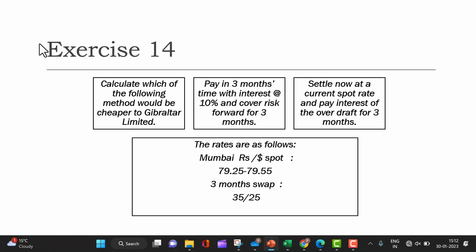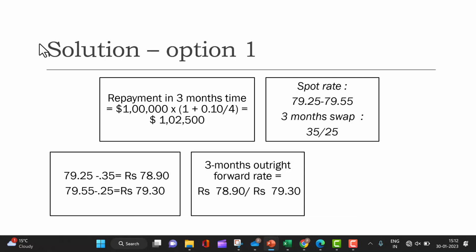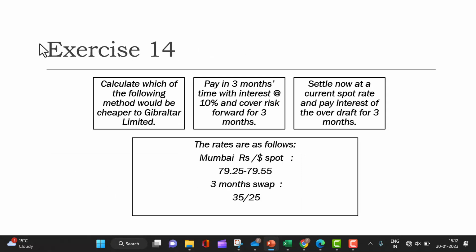Tell me, Aditi, suppose the spot rate is 79.25 and 79.55. So this is the spot rate. So what will be the forward rate? 79.60 and 79.80. The rate will be like this, right? If we add it like this, 79.80. Oh no, mistake. Now look at this.